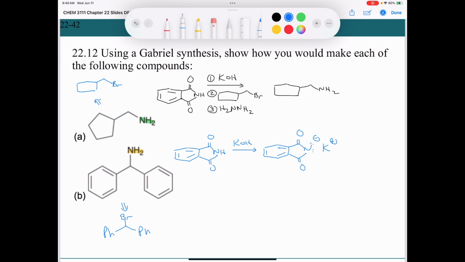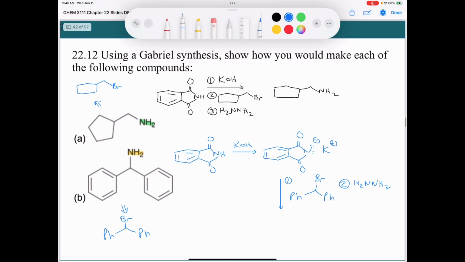So now we're going to treat that with our alkyl halide, which you can see is secondary. And I think secondary alkyl halides work okay with the Gabriel synthesis, but it doesn't work with tertiary. So that's the first step, and then the second step is going to be our hydrazine, and that's going to give us our product, if I can pencil it in here without being too messy.